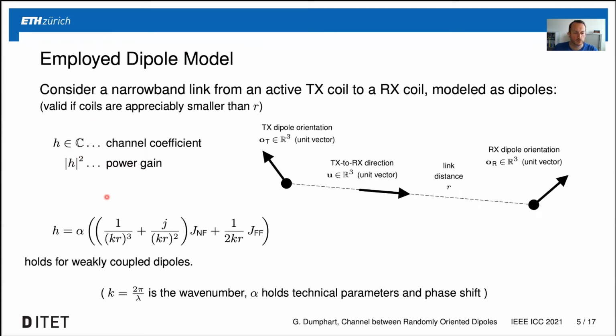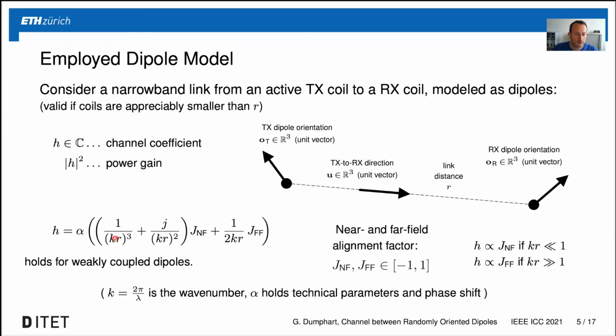The channel coefficient is described by this formula here. For the case of weakly coupled dipoles, it has here this factor alpha with some technical parameters, cubic term, square term, and the reciprocal term. k times r is the wave number times the link distance. So when this is much smaller than 1, then we are in the near field region. When it's much larger than 1, then we are in the far field region. Here we have J_NF. This is the near field alignment factor between -1 and +1, and also the far field alignment factor with the same value range.